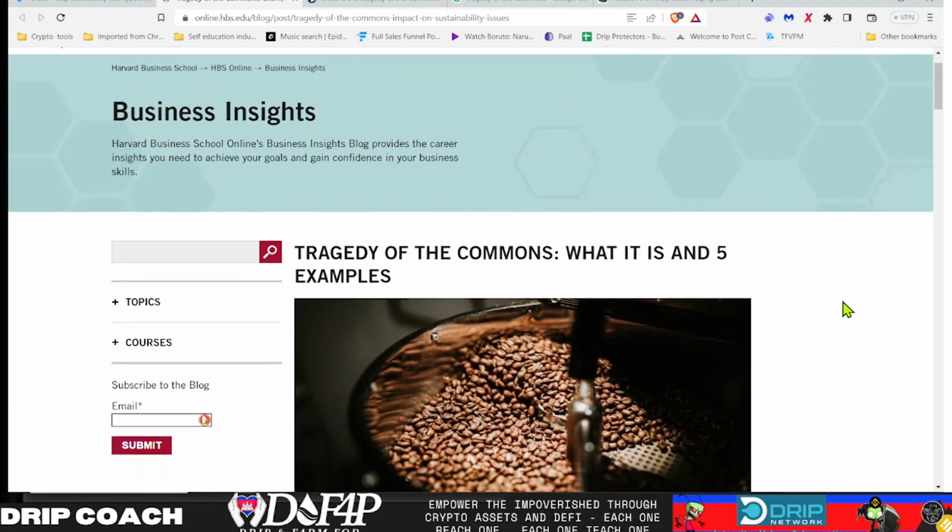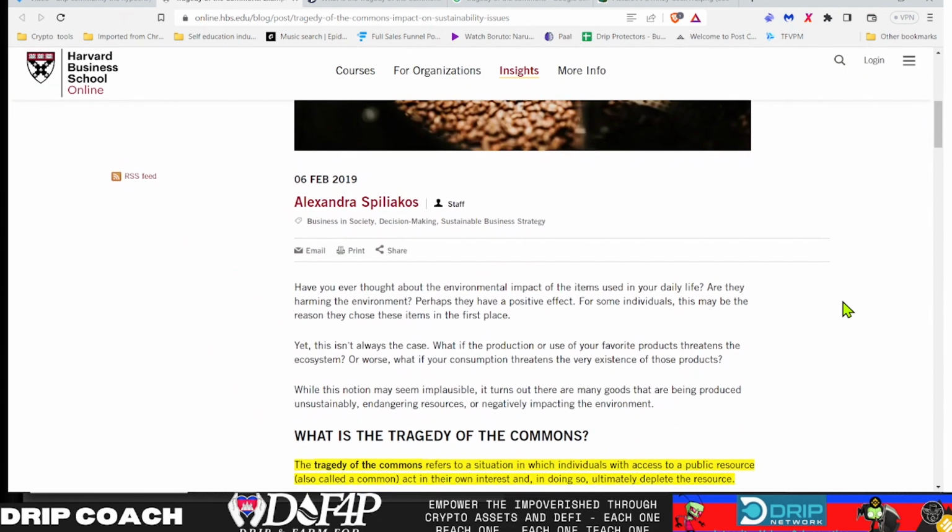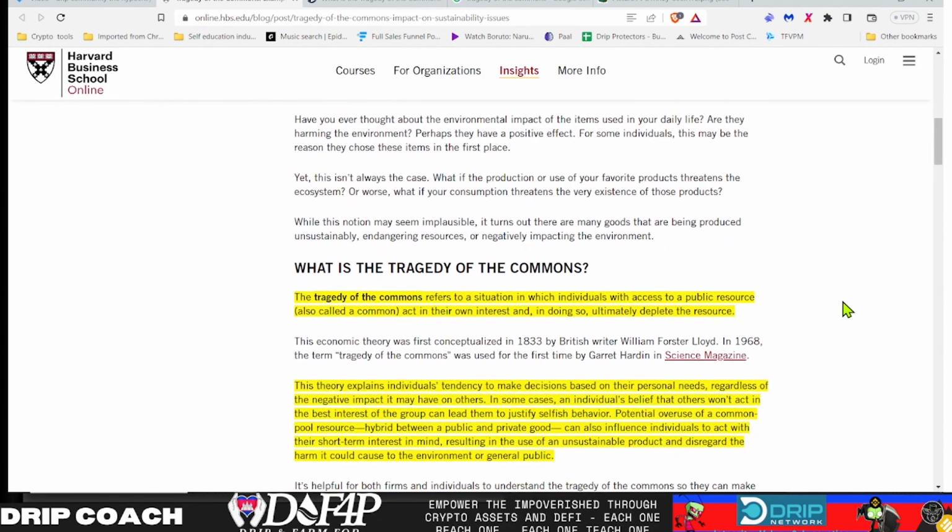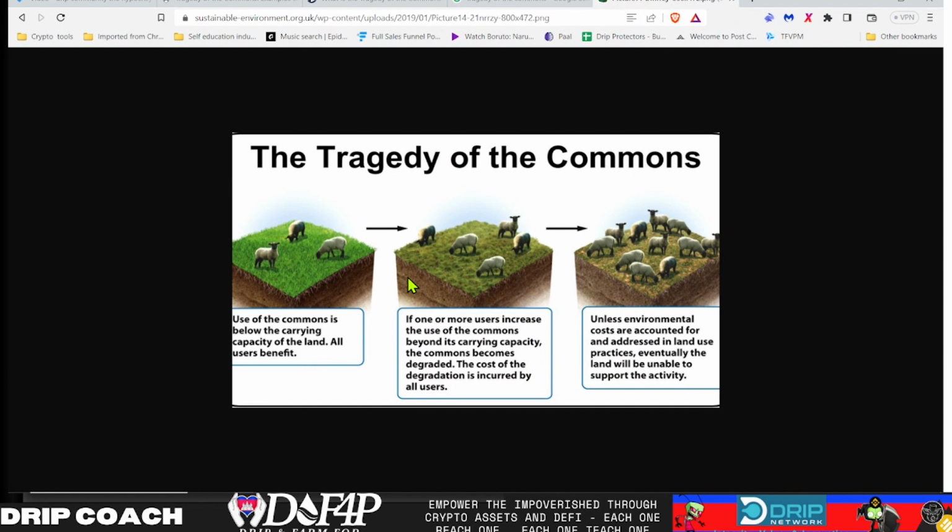This is from the Harvard Business School Online. It's a rather decent publication that you can look at regarding this study. The tragedy of the commons refers to a situation in which individuals with access to a public resource, also called a common, act in their own interest, and in doing so ultimately deplete the resource. Now, it went back specifically to addressing things like public land and livestock and things of that nature. And here's a great example of it.